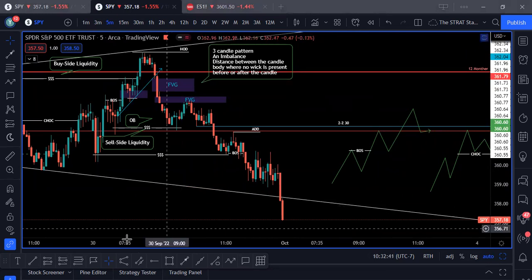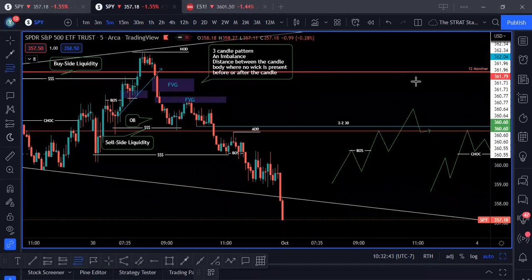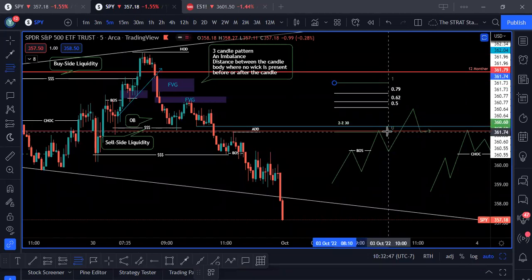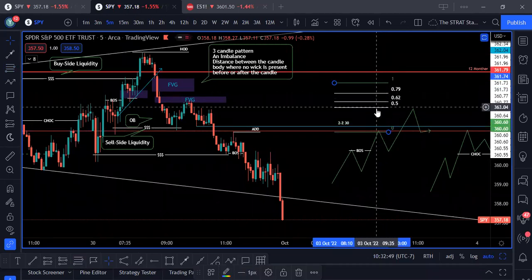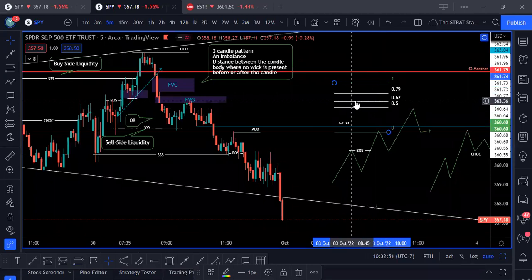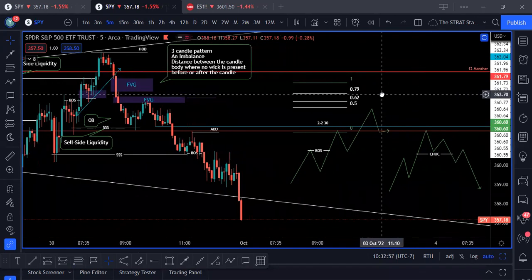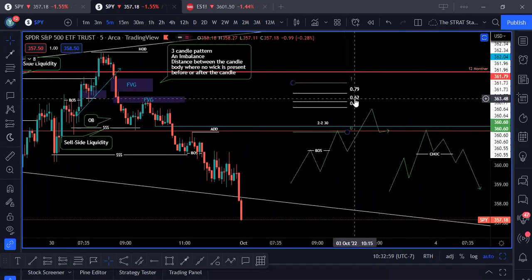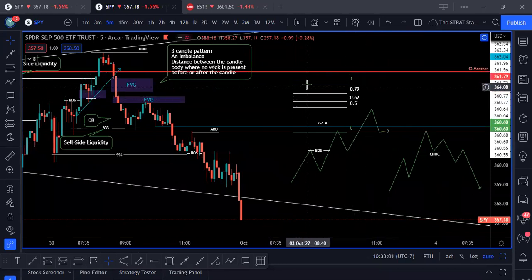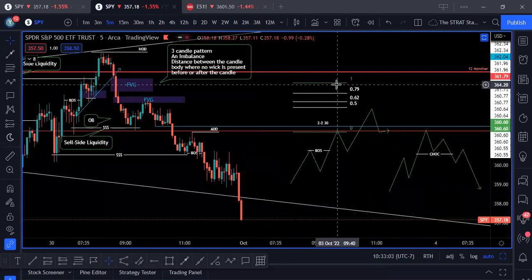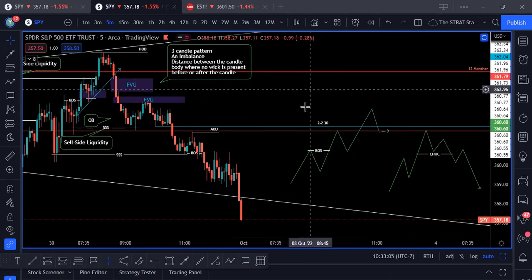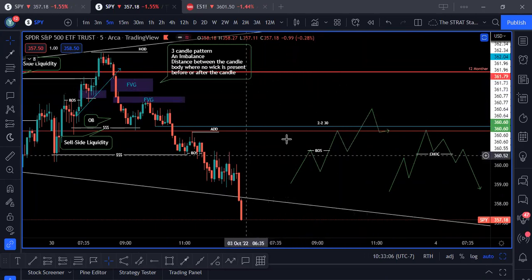What's your OTE fib? The fib settings for the OTE are between 0.62 and 0.79. There's also the 0.5, but usually you expect a reach between these levels. So this is my fib. I have mine on decimal and unfilled because I don't like a lot of stuff on my chart. So I don't like the standard fib that's colorful.